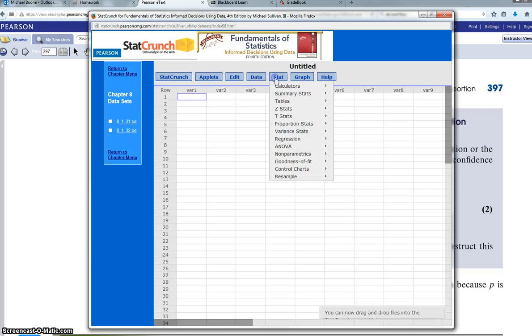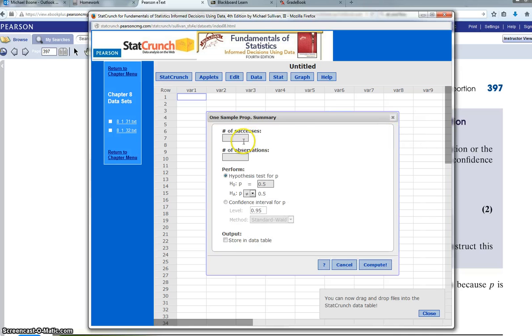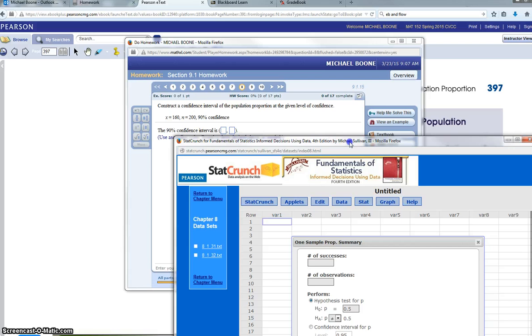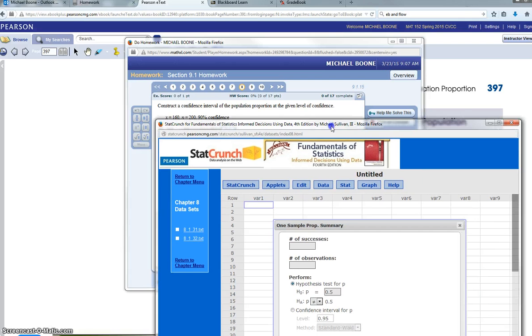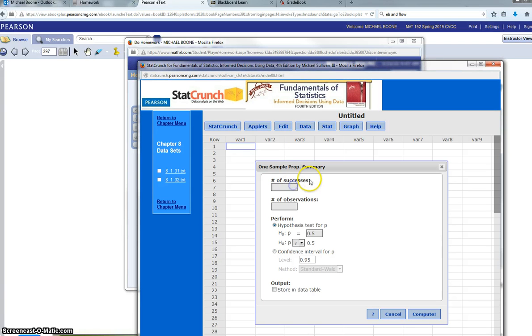We go to Stat, Proportion Stats. In Chapter 9, we're just dealing with one sample. And we have a summary of data. So we know that there are 160 successes out of 200, so that's actually what we type in. We don't actually have to find the p-hat. StatCrunch will show us the p-hat in a second. And then we do a confidence interval. Ours was 90%.